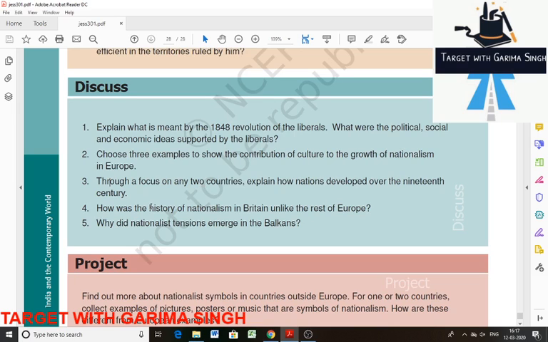Then fourth is how the history of nationalism in Britain was unlike the rest of Europe. In Britain, the formation of the nation state was not the result of a sudden upheaval or revolution. The primary identities of the people who inhabited the British Isles were ethnic ones such as English, Welsh, Scots, and Irish. The Act of Union of 1707 between England and Scotland resulted in the formation of the United Kingdom of Great Britain, meaning that England was able to impose its influence on Scotland, and Scotland's distinctive culture and political institutions were systematically suppressed.